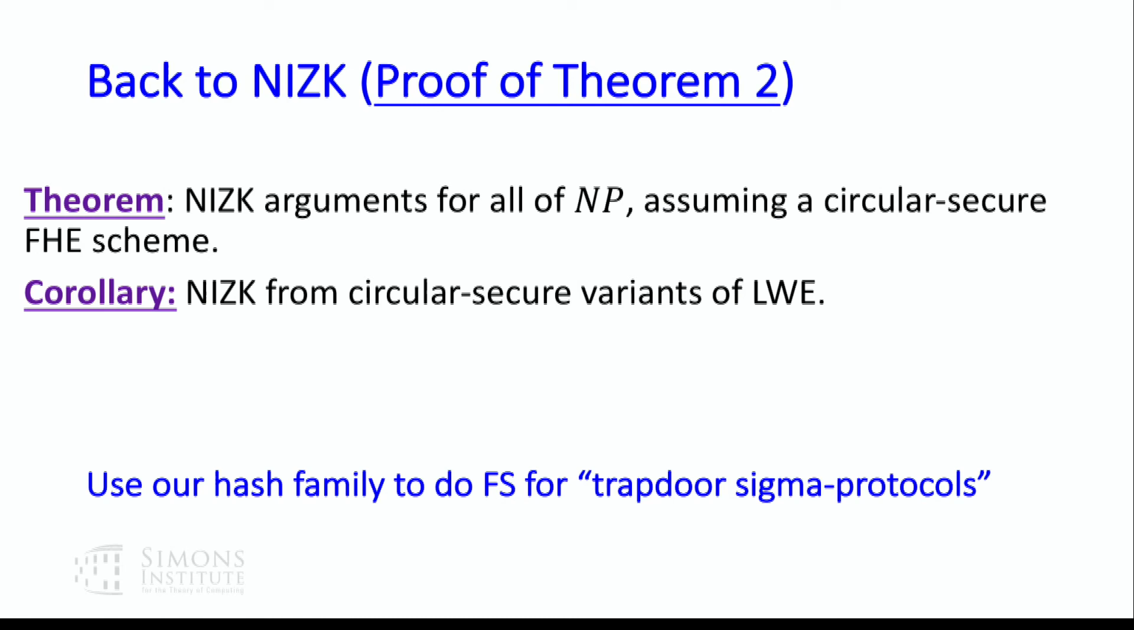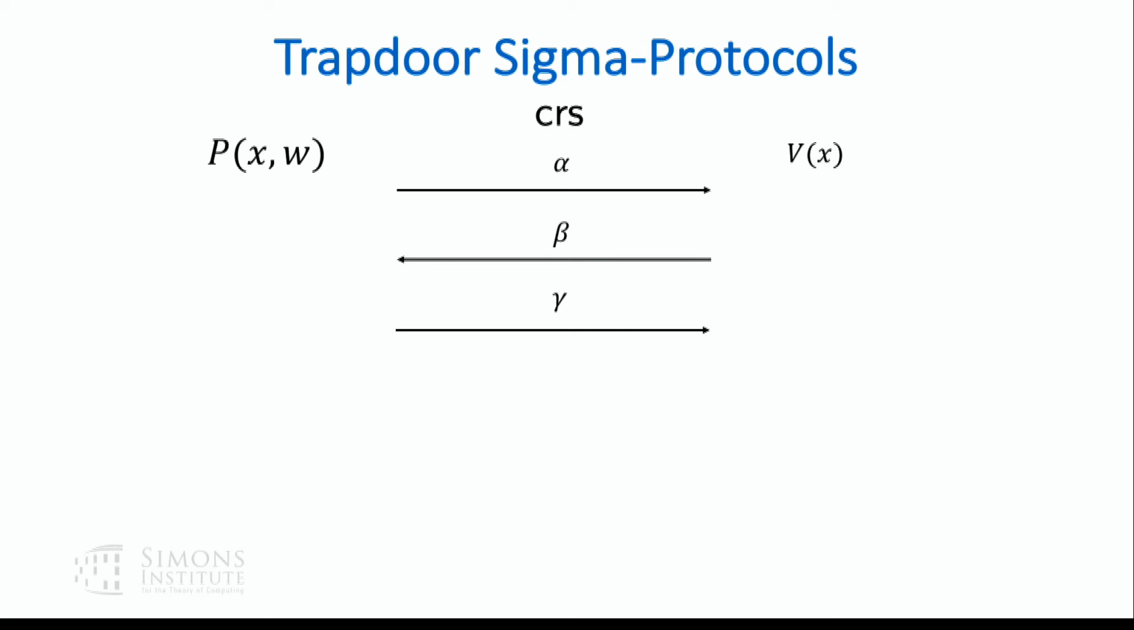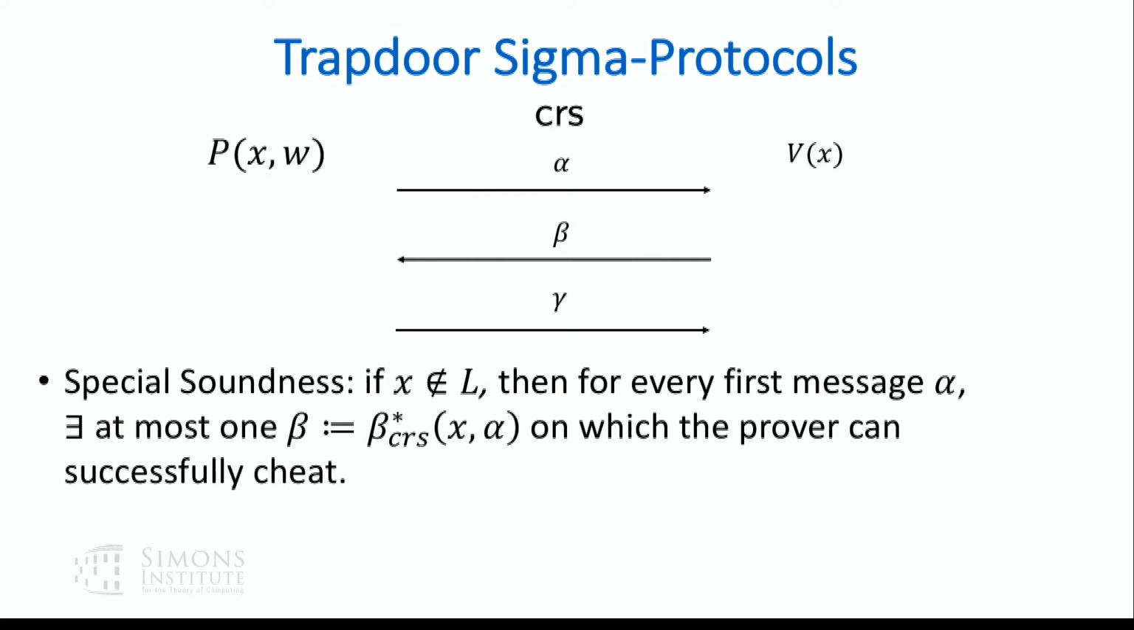So what are these? Take a three-message protocol in the CRS model now. So there's going to be some CRS. It's going to be a CRS for the commitment scheme, or at least in some of the cases it will be. So it should satisfy two properties. One is standard for a sigma protocol, special soundness. That is, for every first message, there's at most one challenge that you can successfully cheat on in the soundness case. So this is standard.